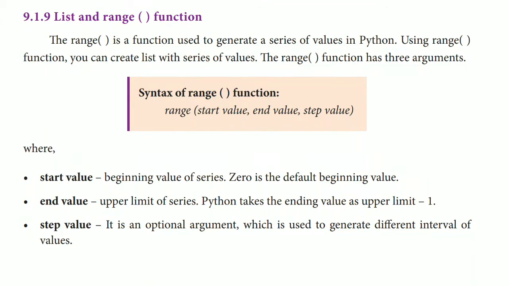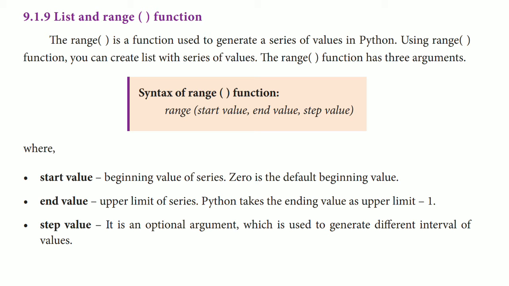So here you can see that the next topic is list and range function. This range function is also used in the further chapters, so we'll be reading in detail about this range function. It's a very important part of a 5-mark question. Okay, so when you are reading about the for loop in the upcoming chapter, you will be seeing this range function. Okay, so the range is a function that is used to generate a series of values in Python.